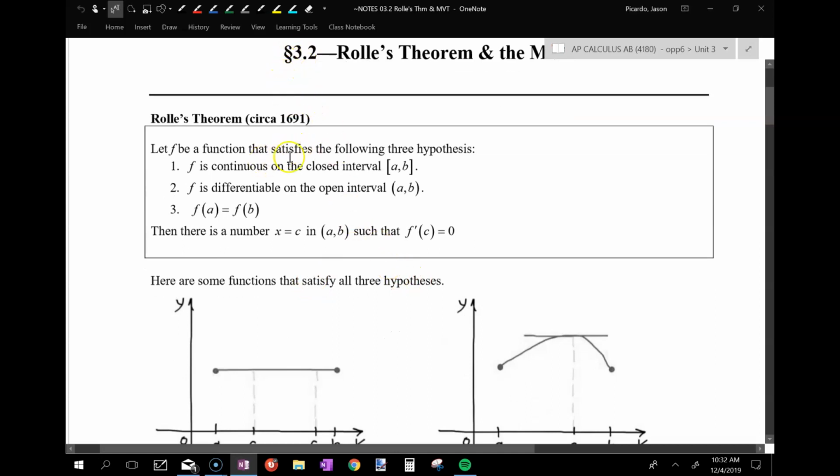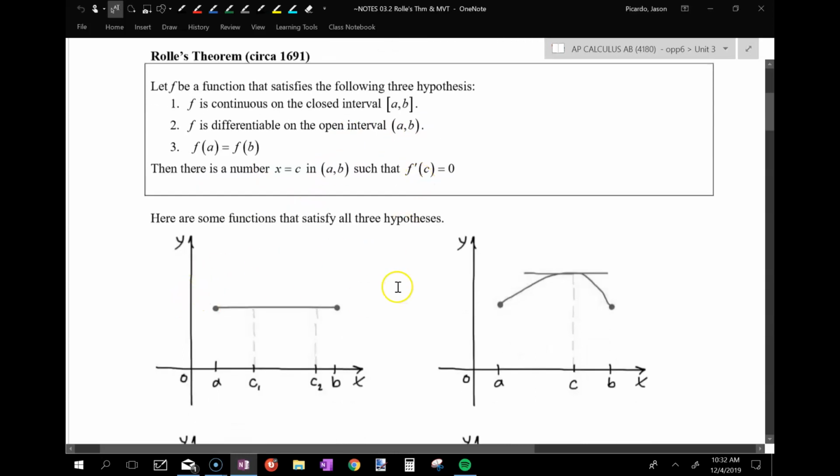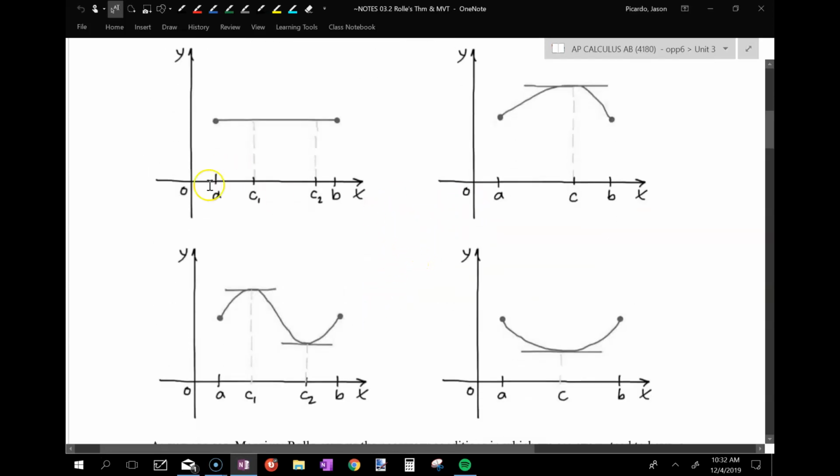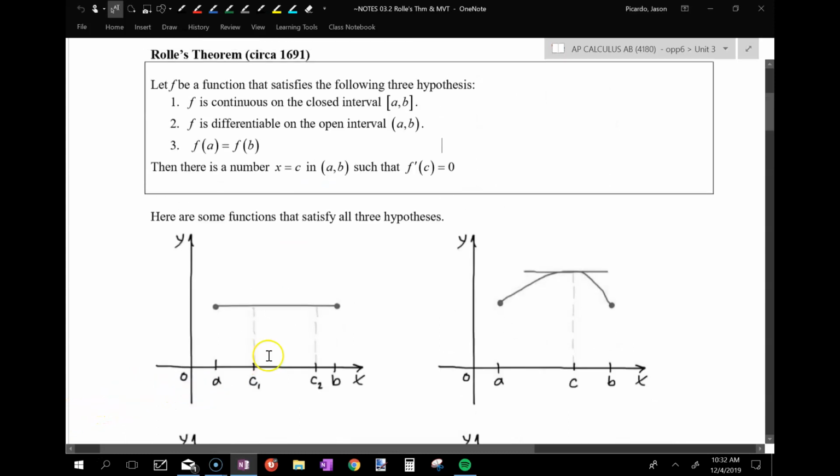Super important. I have three conditions that have to be met in order for Rolle's theorem to apply. Condition number one, I have to have a continuous function on a closed interval a to b. So would you guys agree that all four of these meet that condition? They're continuous functions, closed interval, so endpoints are closed, right? Starting at A and ending at B. Everybody good with that?